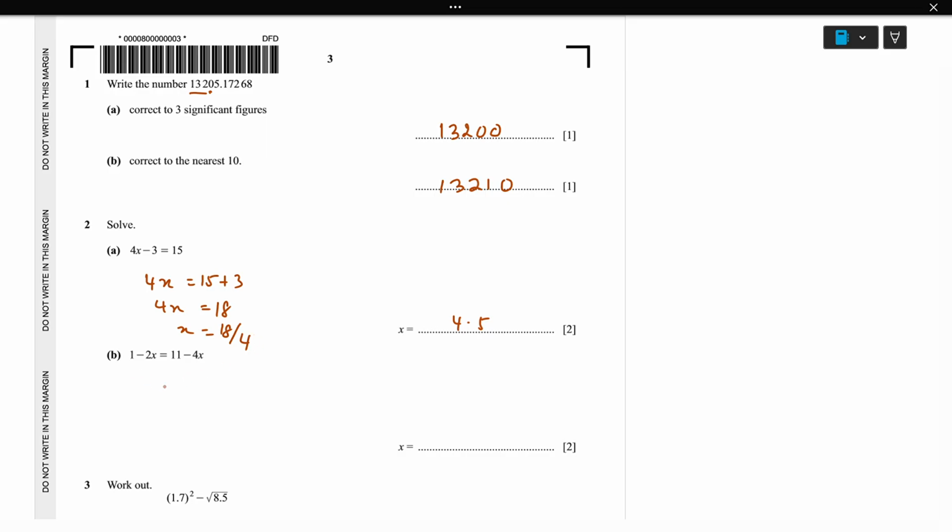Okay, next question, solve for x again. I'll bring 4x to the left side, and also shift this 1 to the other side. So what happened? This 4x is negative, and when it goes to the left side it becomes positive. 4x minus 2x equals 11 minus 1. So 2x equals 10, x equals 5. So the answer is 5 here.